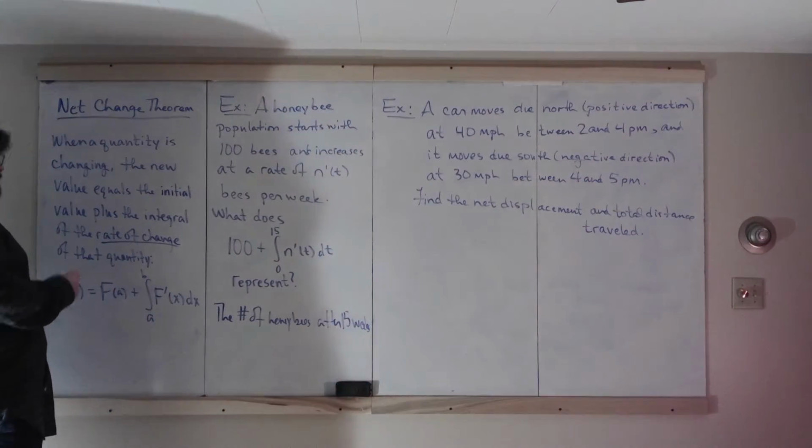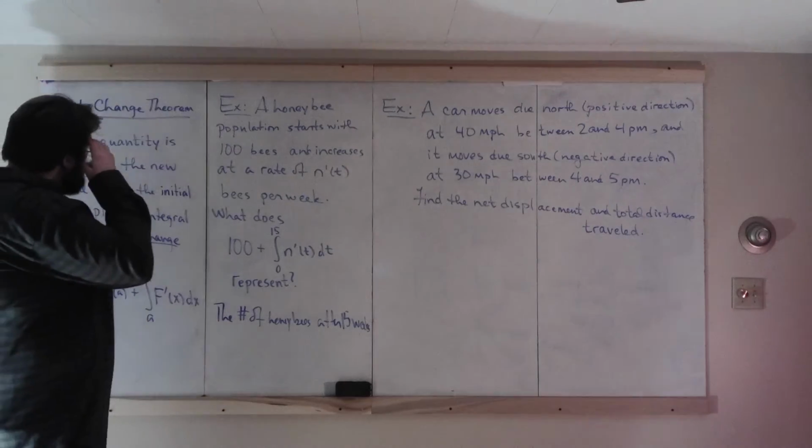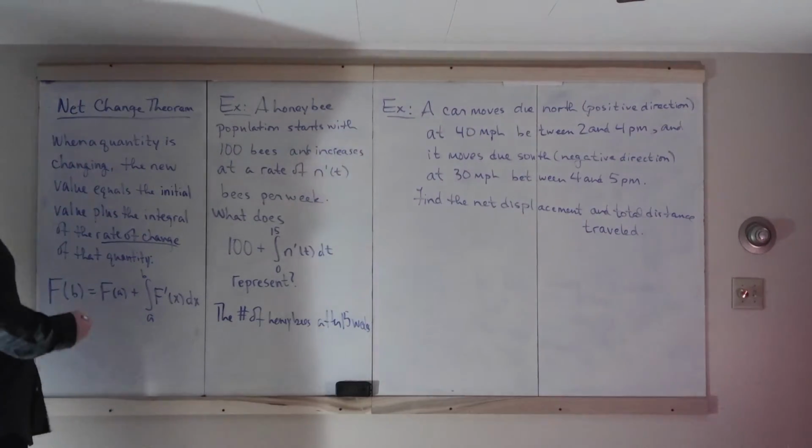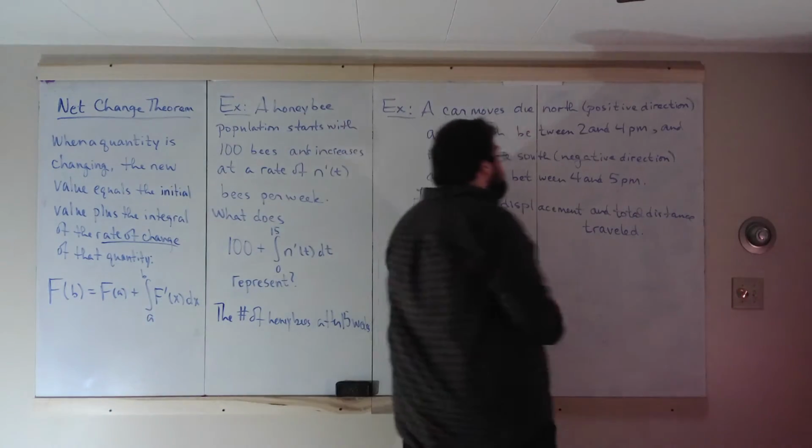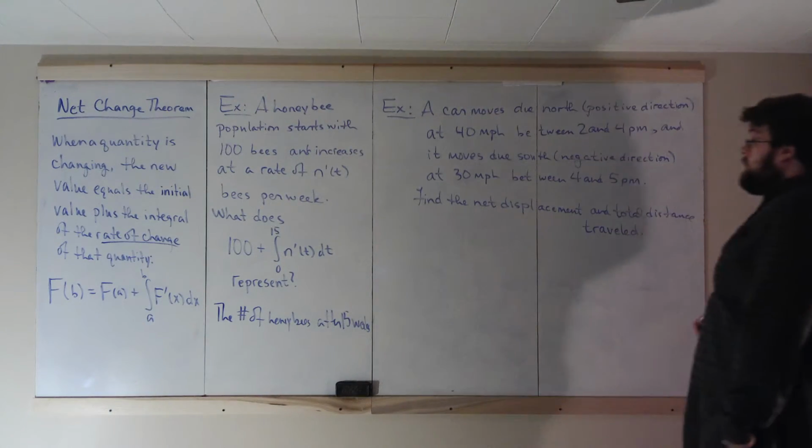So we start at 100 and we integrate from 0 to 15. We integrate the rate of change. That'll give us a new value, and it'll be the total number of honeybees after 15 weeks.